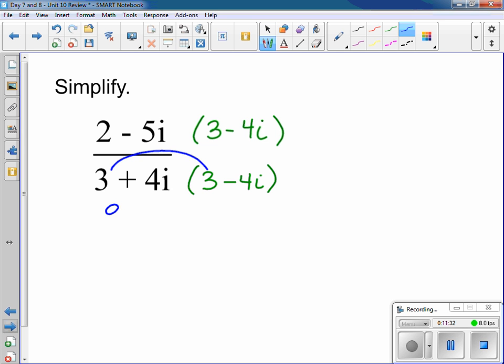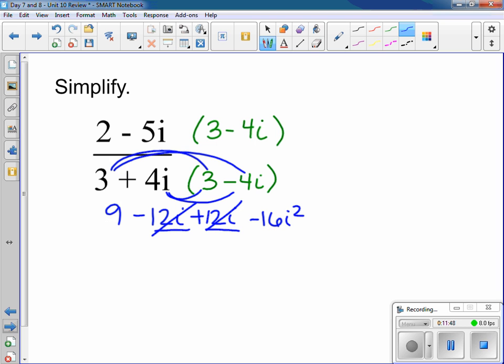So I get 9. I always do the bottom first because I know that my i's are going to disappear. So I get 9 minus 12i plus 12i, and that shows you that your middle terms cancel. And then I get minus 16i squared. The minus 16i squared is the same thing as plus 16. So 9 plus 16 is 25. So I know my denominator is 25.